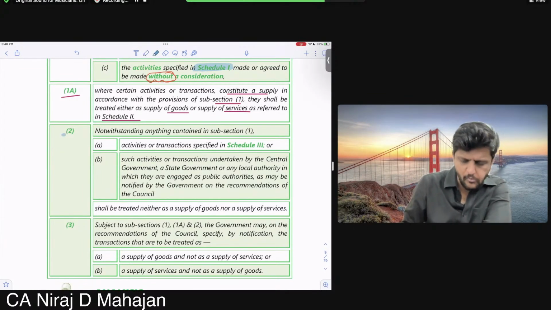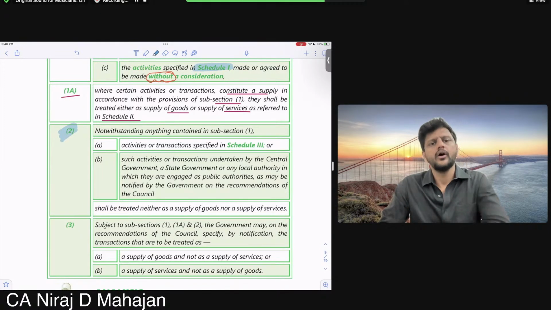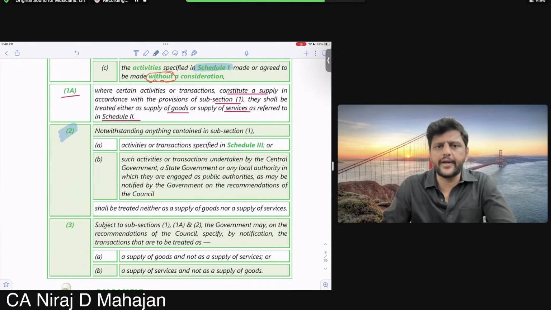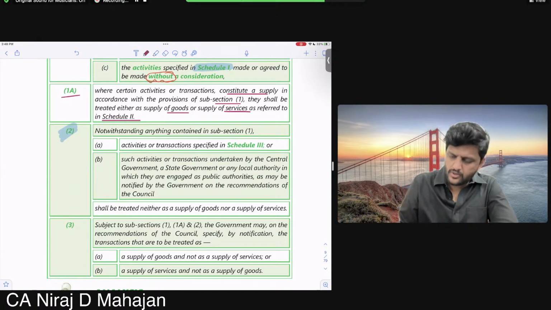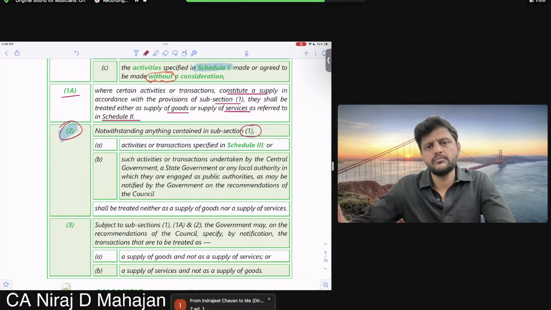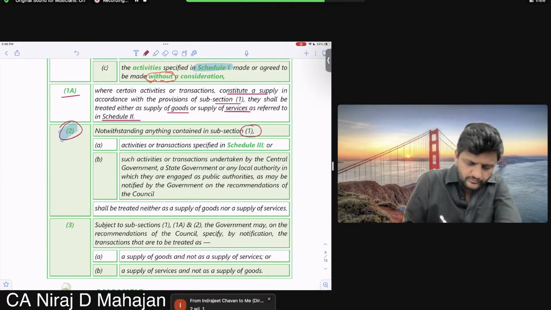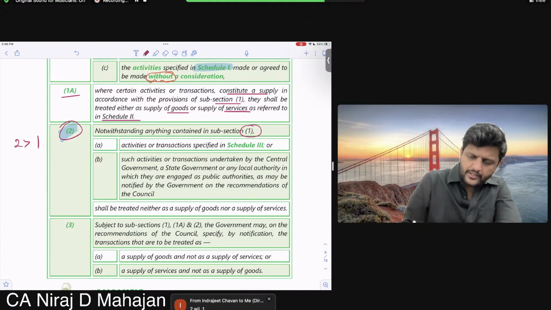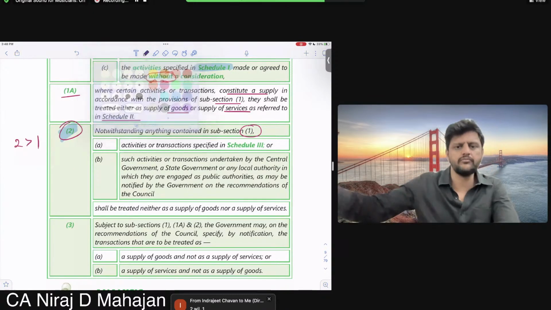Clause 2. Notwithstanding anything contained in subsection 1, who will override whom? Tell me, बच्चों. Very good. 2 will override 1. अरे हाँ, clause 2. I'm talking of clause 2. समझा?